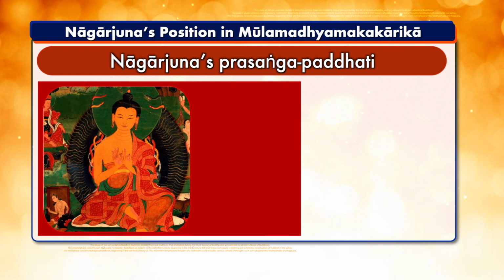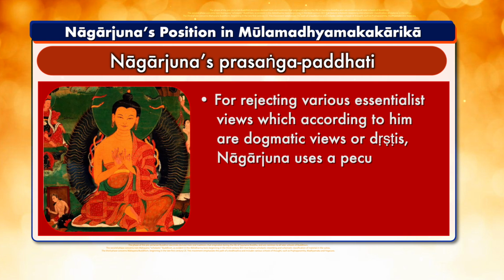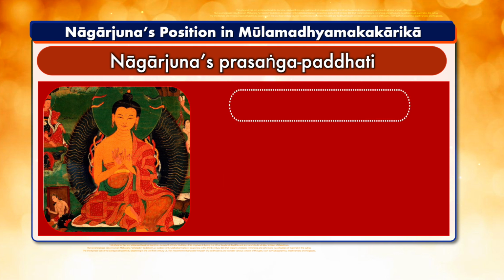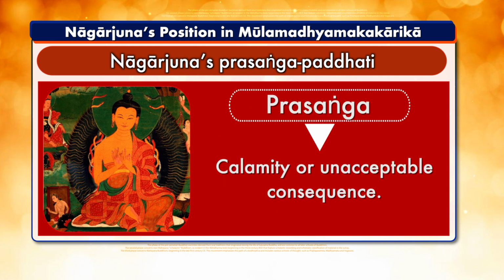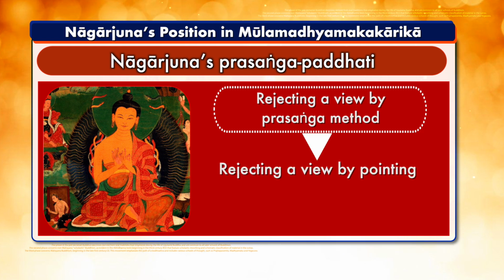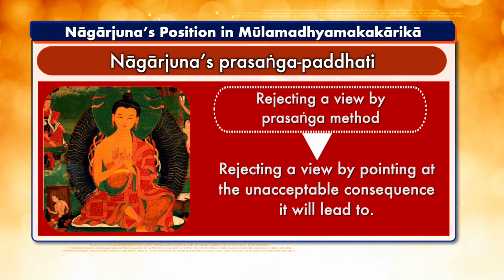For rejecting various essentialist views, which according to Nāgārjuna are dogmatic views or drishtis, he uses a peculiar method called prasanga paddhati, roughly the method of reductio ad absurdum. In this context, prasanga literally means calamity or unacceptable consequence. Rejecting a view by the prasanga method means rejecting a view by pointing at the unacceptable consequence it will lead to.